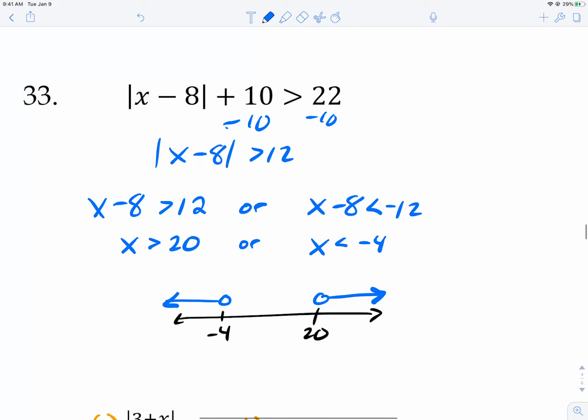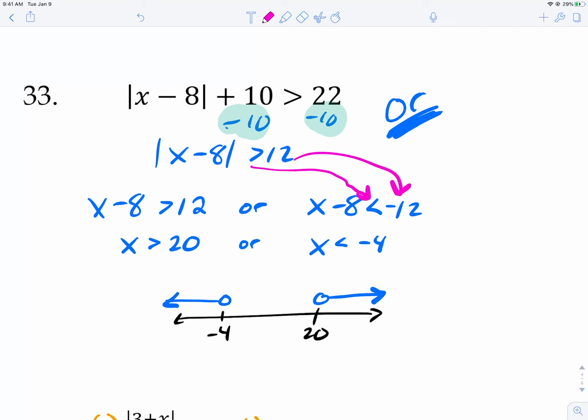Number 33, first our absolute value is not by itself. You have to first make it by itself by subtracting 10 from both sides. And you get the absolute value of x minus 8 is greater than 12. Greater is an OR problem. So leaving everything alone, we have x minus 8 is greater than 12. Or if you switch the inequality and make your 12 negative, you have your second inequality. So x minus 8 is less than negative 12.